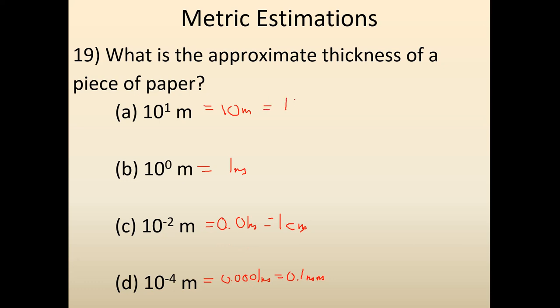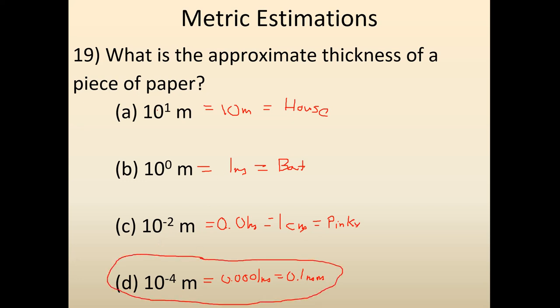But there is a way that you could figure out the answer without doing this, because as we already said, this is about the size of a house, which is definitely not the thickness of a piece of paper. This is a baseball bat, not the thickness of the paper. This is your pinky, not the width of a piece of paper, or the thickness, I should say. So the only one that makes sense is this one. By process of elimination, by realizing that A, B, and C make absolutely no sense, we're left with the only choice, D.